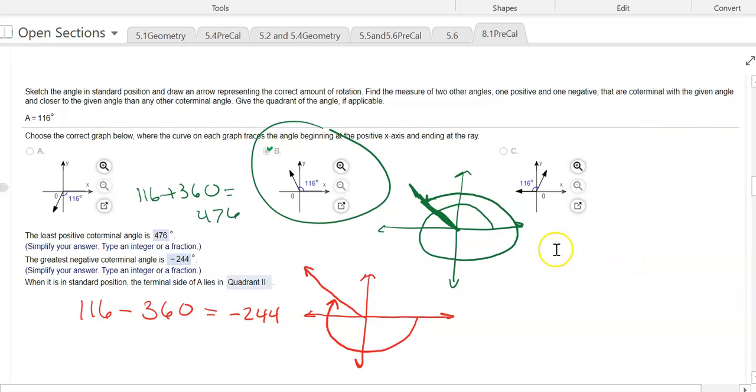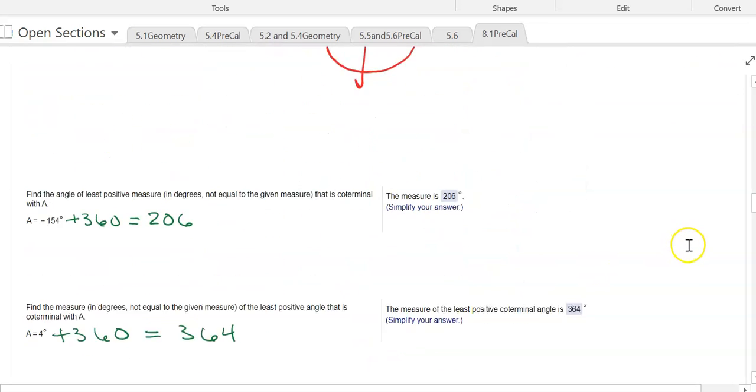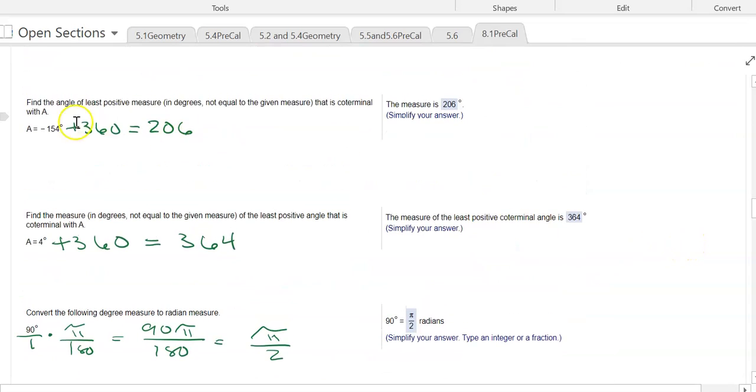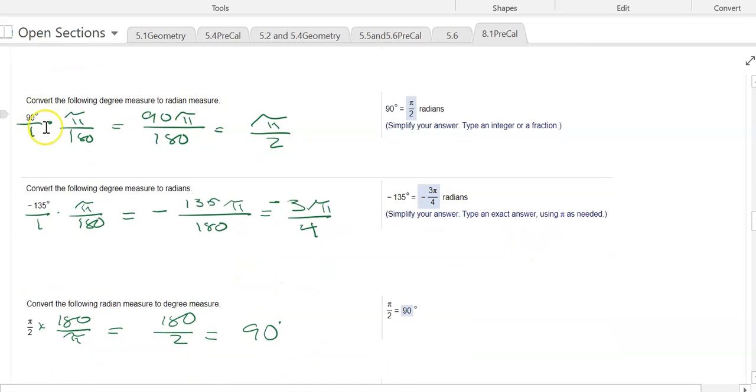And we're doing that same thing here. 116 degrees, we're starting here, rotating counterclockwise. And as you can see, as we do one full rotation, we're adding 360 for our least positive. We end up in that same location. And here for our greatest negative, we're going clockwise in that negative direction for negative 244. Adding 360, adding 360.